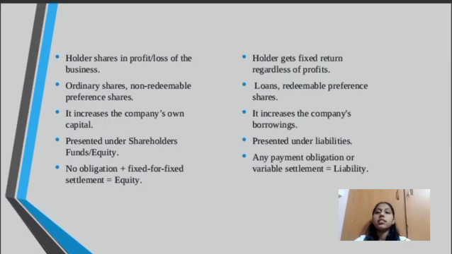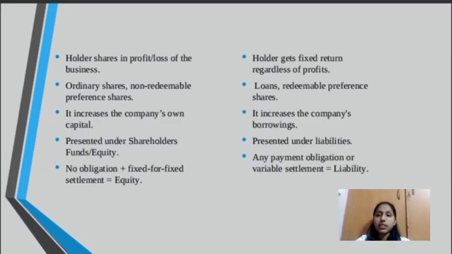If the company earns profit, shareholders receive dividends. If it makes a loss, they don't get anything. This means their income is not fixed but variable with the company's success or failure. Next, the sixth one under financial liability: the holder gets a fixed return regardless of profits. Liability holders are not the owners, they are the creditors, and they must receive a fixed return such as interest, whether the company earns profit or not. This is a legal obligation.